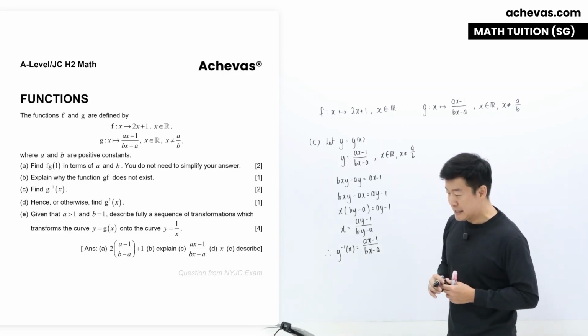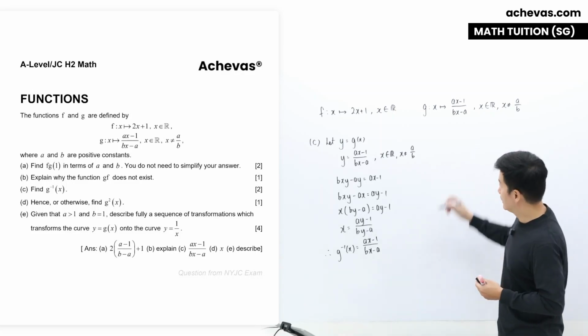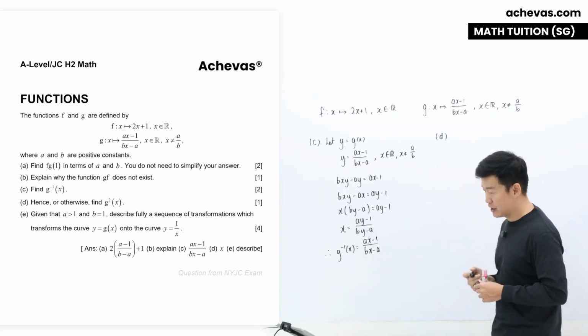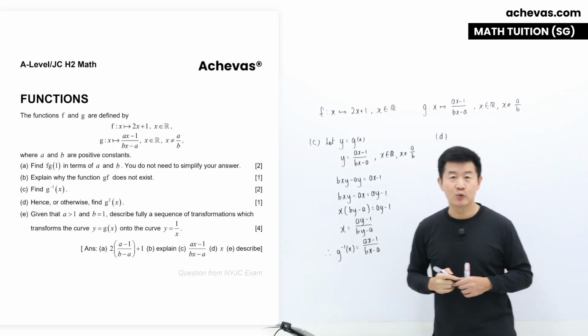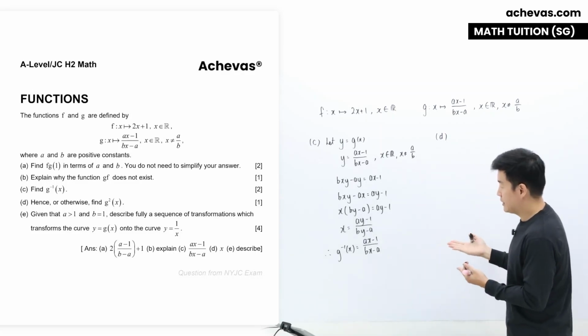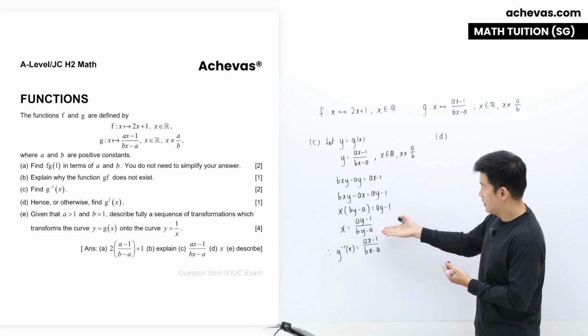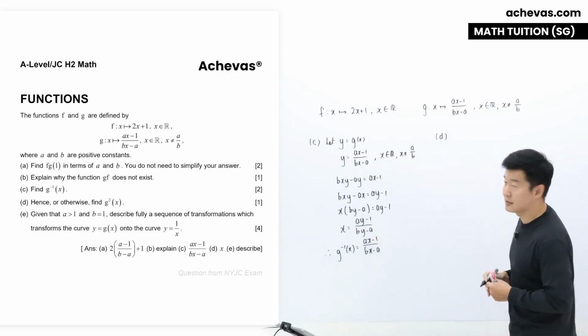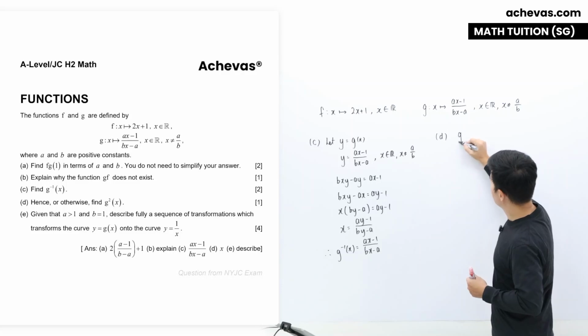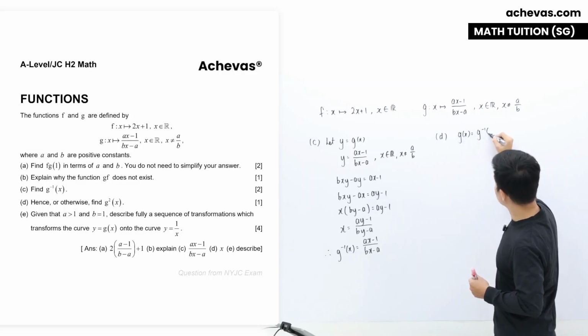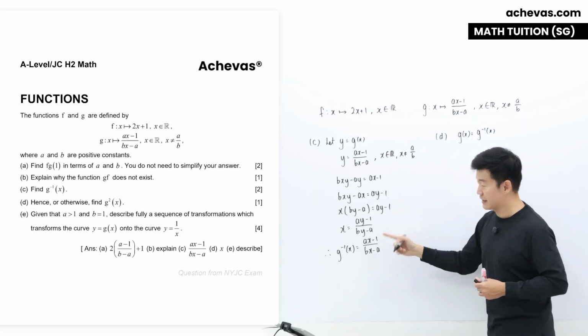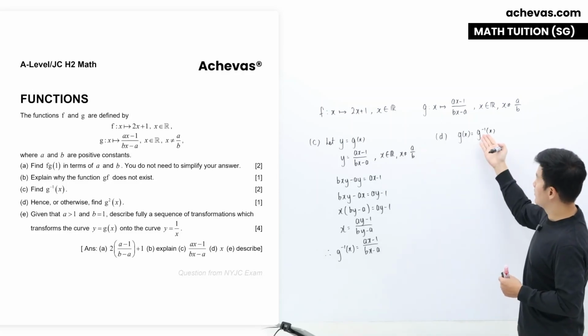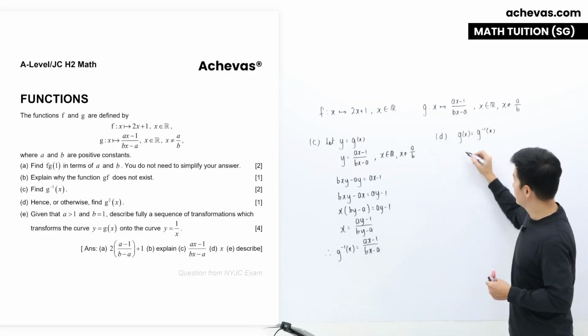Okay, then for D, the question says hence. After we have done this, hence, we are going to try to find G squared x. And what we can see from here is that G inverse x shares exactly the same expression as g(x). So let me write it down. g(x) is equal to G inverse x. They are sharing exactly the same expression. So I can bring this G inverse over to the left-hand side.